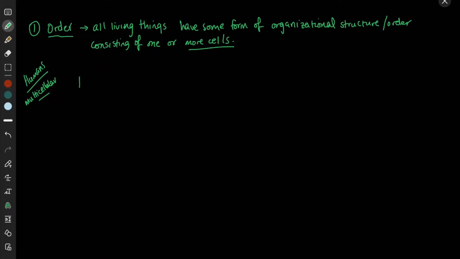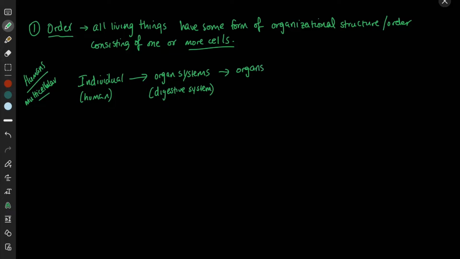So first we have the individual, the human being. Actually, let's say individual, because this also applies to other multicellular creatures. The individual, in this case, is our human, like you or I. And then we can break the human down into organ systems, for example the digestive system. The organ systems are made up of organs, multiple organs that coordinate together to form the organ systems of the human body.